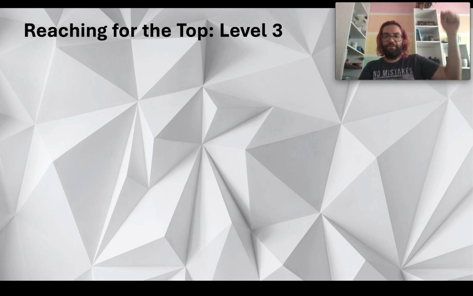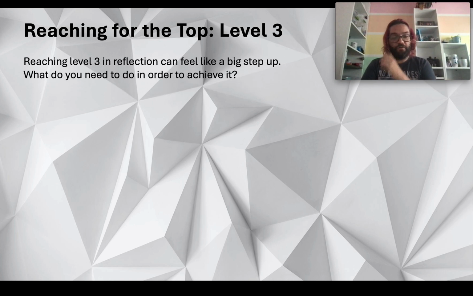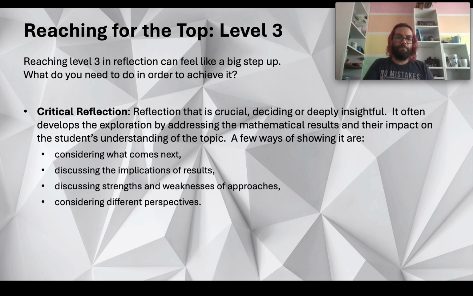So now, reaching for the top, level 3. If you want to get to level 3, it can feel like a big step. What do you need to do to achieve it? So, critical reflection. Critical reflection, the IB guide says, is reflection that is crucial, deciding, or deeply insightful. I interpret crucial to mean you have to do it. So this is reflection that must be said. It's something that you really have to get into.